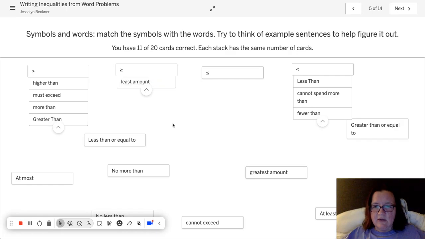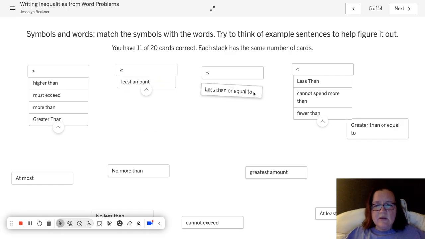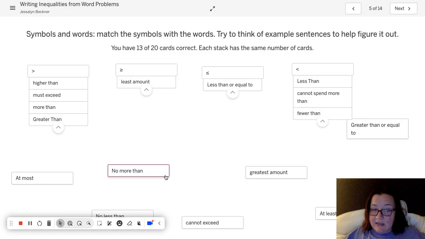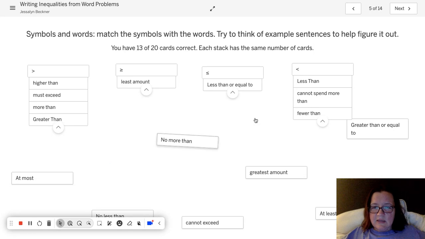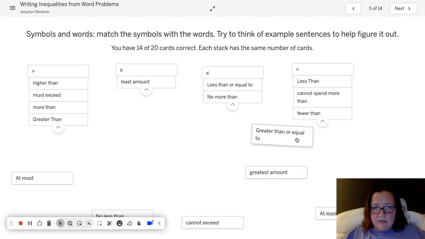So least amount is greater than or equal to. Less than or equal to, self-explanatory. No more than. You could have less than, but you can't have over the number. You could have equal to, so you want less than or equal to. All right, greater than or equal to. It's pretty self-explanatory. Let me find it.